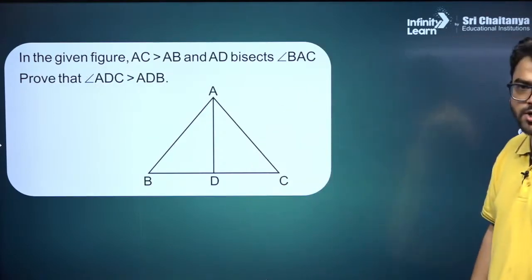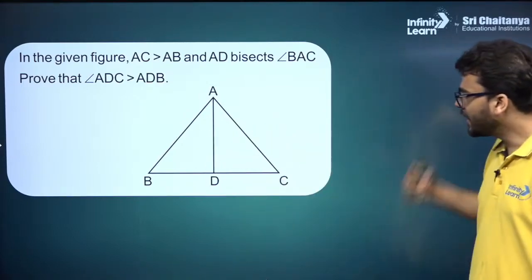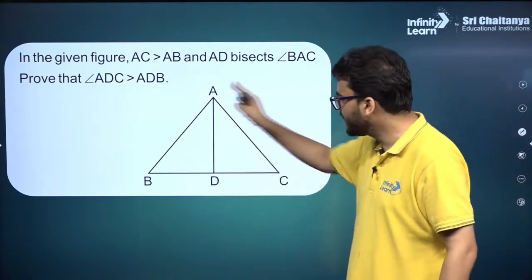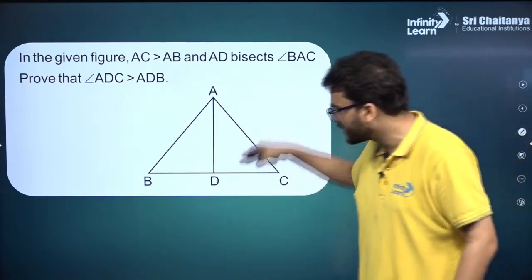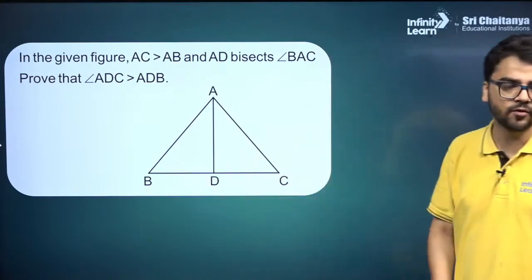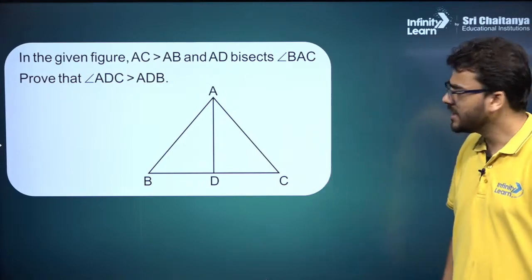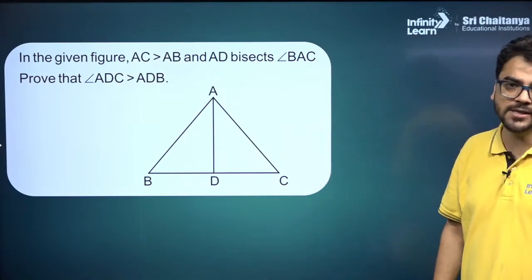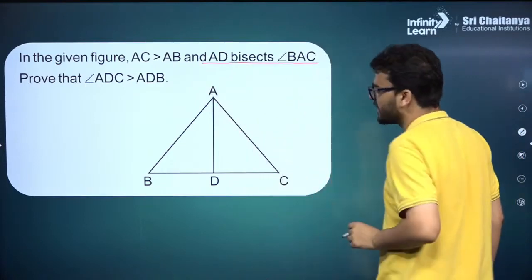So what about this question, guys? It is given in the question that AC is greater than AB and AD bisects angle BAC. We have to prove that angle ADC is greater than angle ADB. This we have to prove over here. So this type of question again, there is a similarity between the previous question and this question.